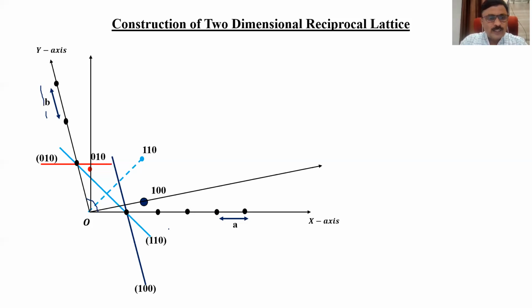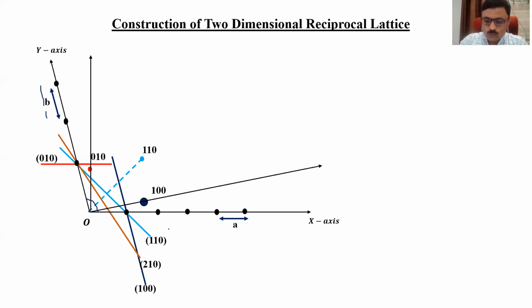Now we will consider the 2, 1, 0 plane. The 2, 1, 0 plane means the plane making intercept a by 2 along the a axis or x axis, making intercept 1b along the y axis or b axis. So that plane is shown like this. It is a 2, 1, 0 plane.